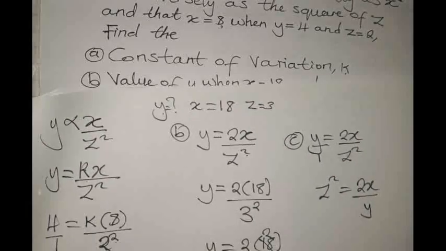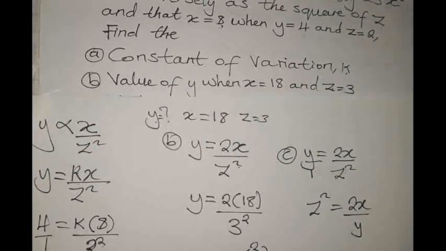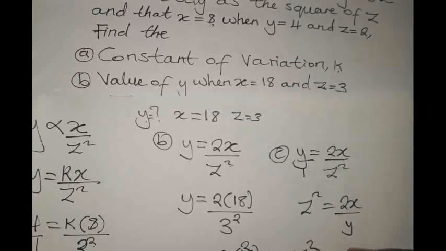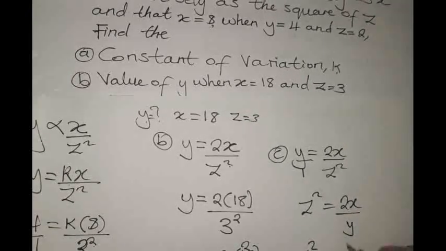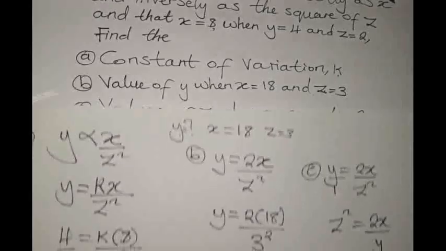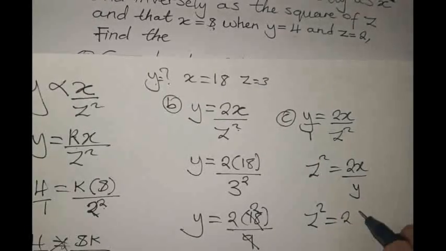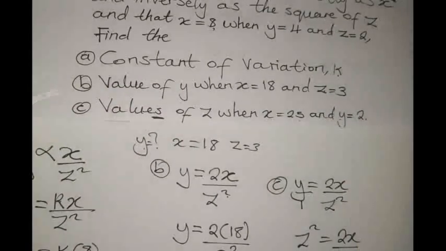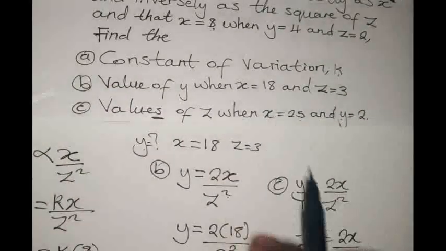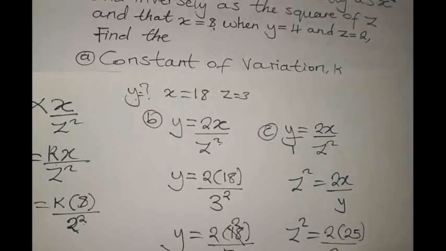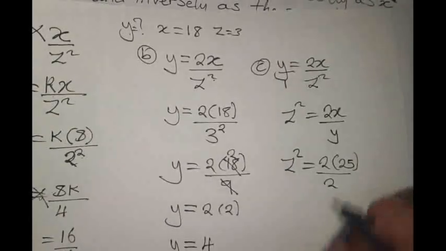That's what we will have. Now let's do the substitution. Z squared is equal to, what is our x? Our x is simply 25 there. So we'll write 25 over 2, because our y is 2. Now we're solving for z.